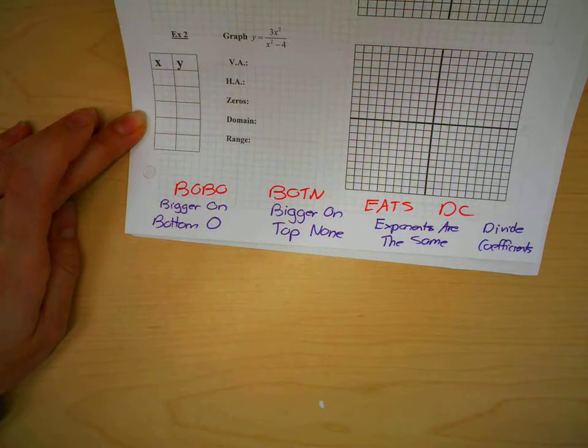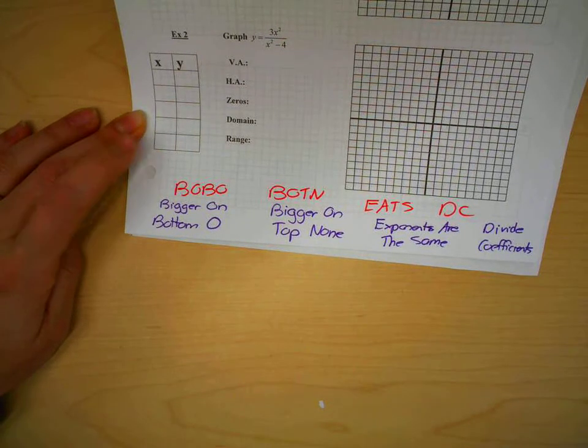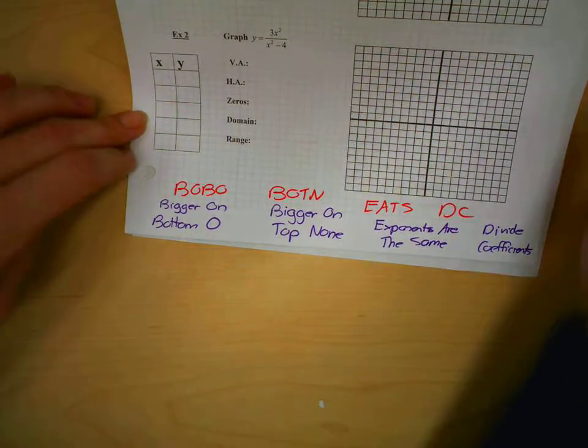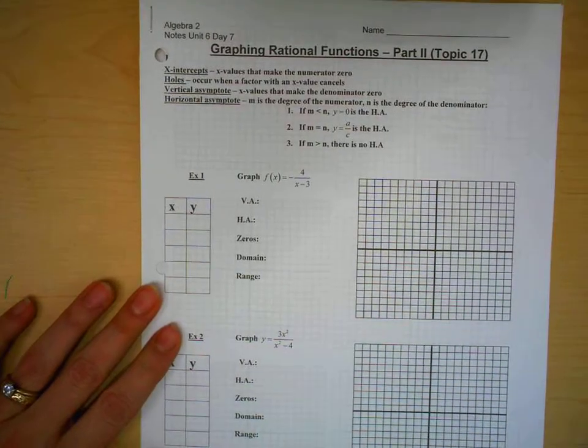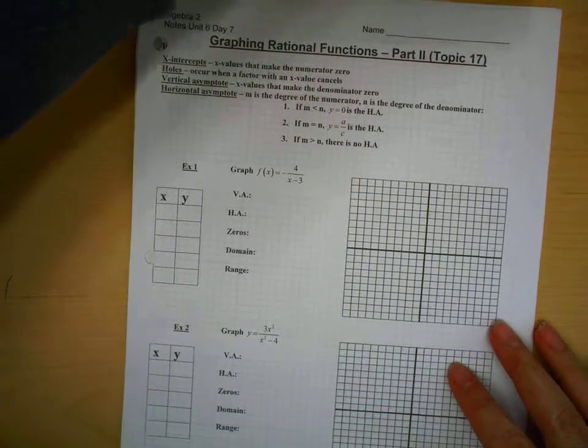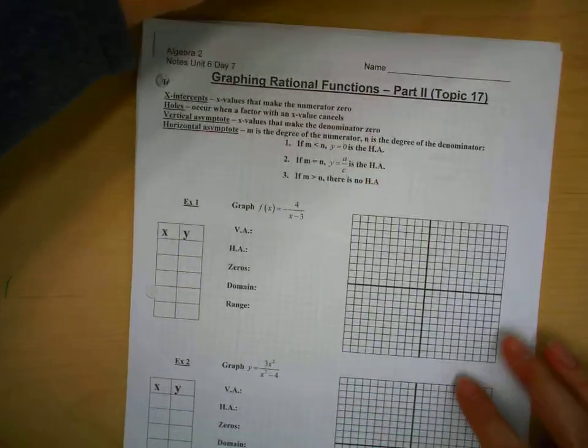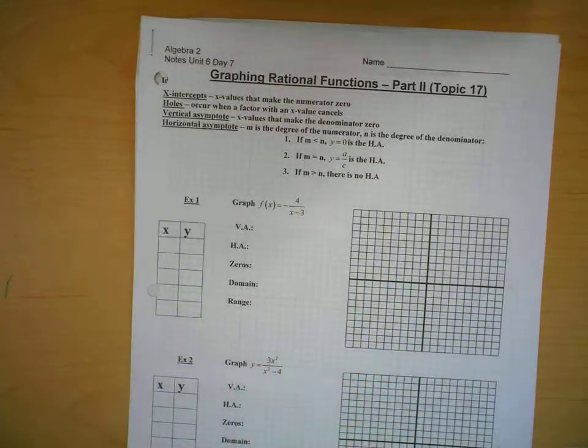Bigger on bottom, 0. Bigger on top, none. Exponents are the same, divide coefficients. And I'm going to keep saying this all day. All right, so let's take a look. And if you didn't finish copying, I'm going to zoom back into that bottom part when we do the second problem, so don't worry. Oh, I can't zoom in once I start recording. That's a pain.